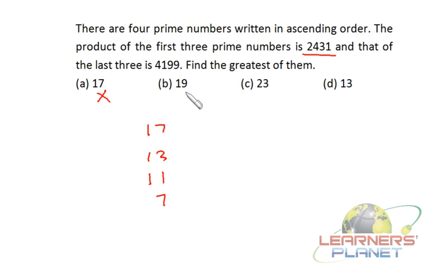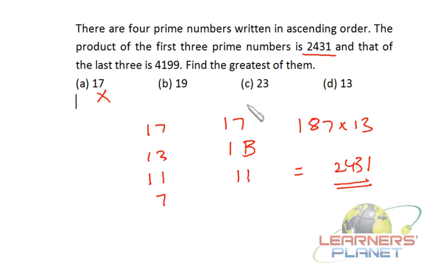Now suppose 19 is the correct choice, that means the other numbers are 17, 13 and 11. Let's see, 17 into 13 into 11 will produce 17 into 11 is 187, into 13. Okay, 13 sevens are 91. 13 eights are 104, 104 plus 9, 13, 3, 13 and 11 is 24. So 2431. So this is the correct choice. Okay friends.